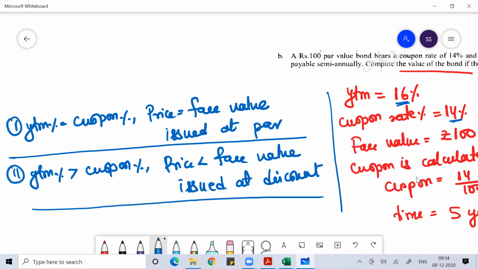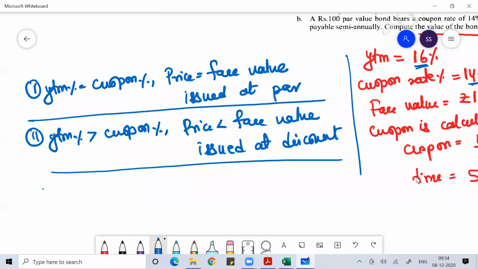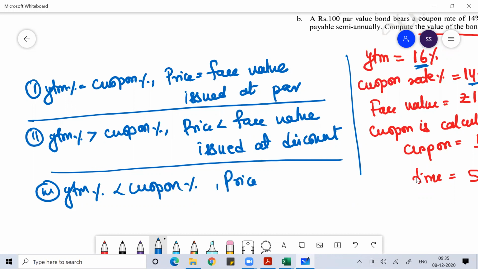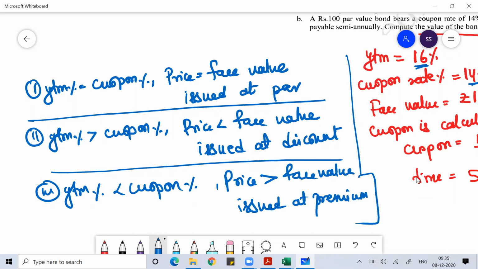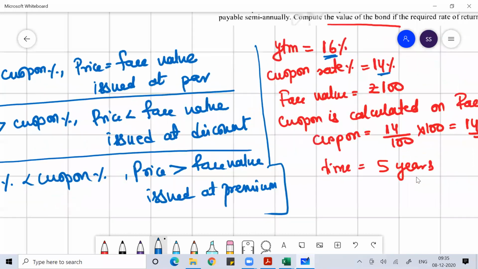These things you should keep in mind. And if your YTM is less than your coupon percentage, it means the price of the debt instrument is more than the face value. And if the price of a debt instrument is more than the face value, it means it is issued at a premium. Remember these few things; it will be more helpful for solving problems.